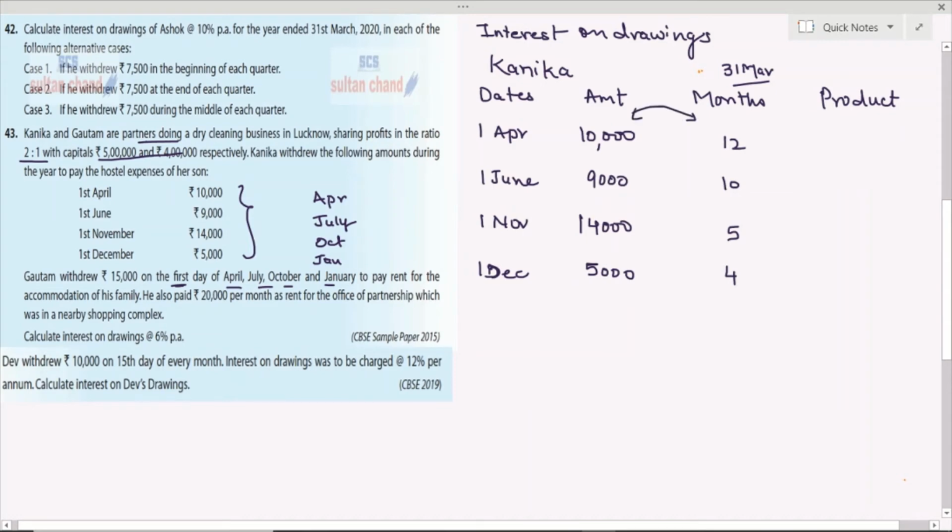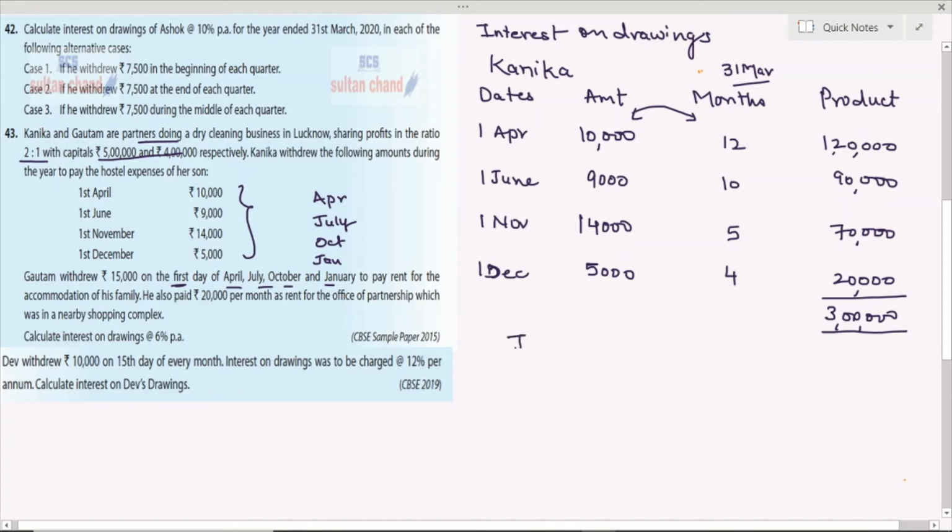Okay, so it is 1,20,000, 90,000, 70,000, 20,000, and finally I'll find out the product of this, which is 3 lakh.